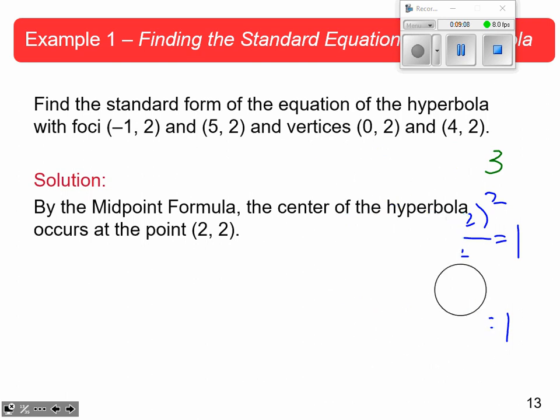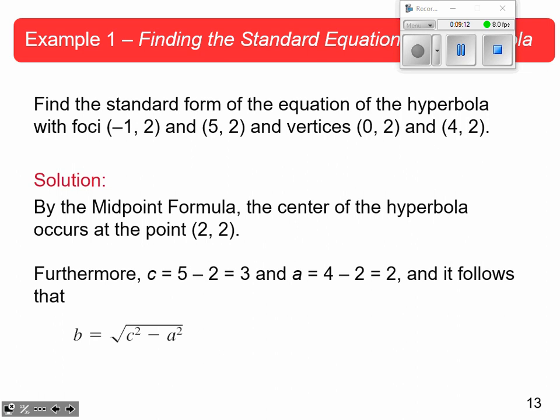I'm going to erase all this here so it's a little bit easier to read. Okay, so they used the midpoint. We could have done that with the foci or the vertices if they're in the dead center. That's actually probably easier. Because -1 plus 5 is, divided by 2 is, 2 plus 2 is, divided by 2 is.